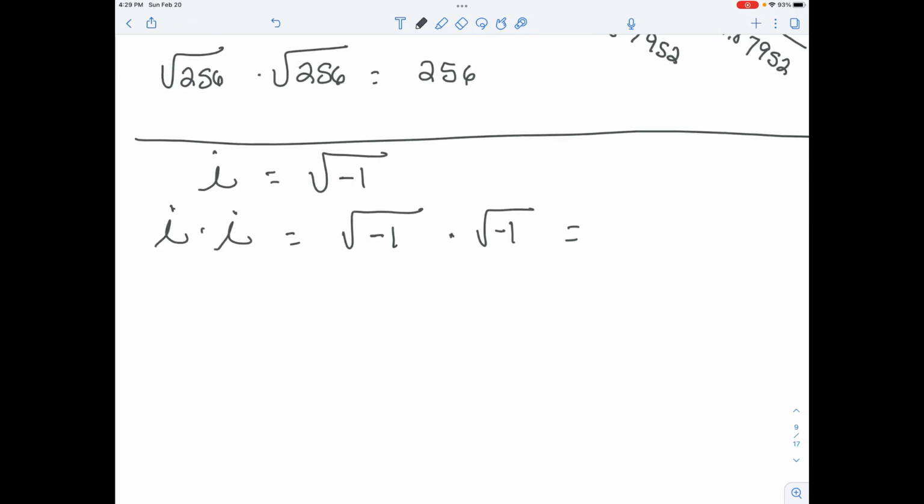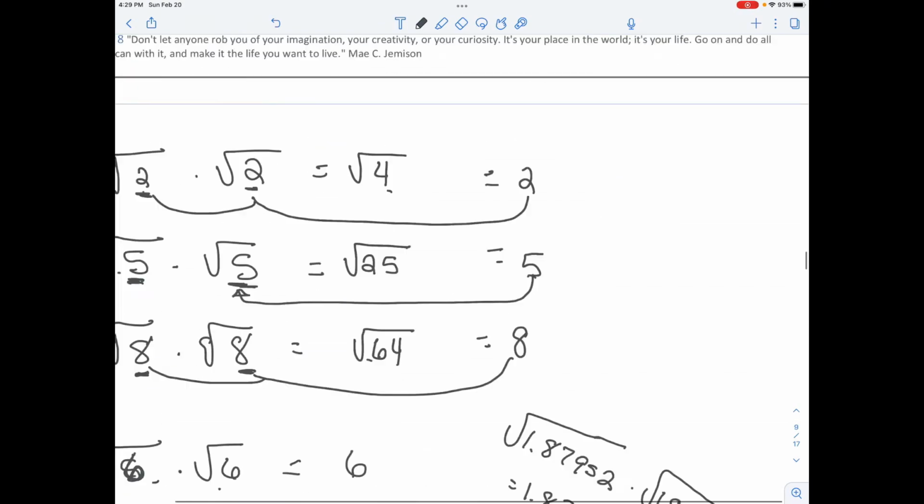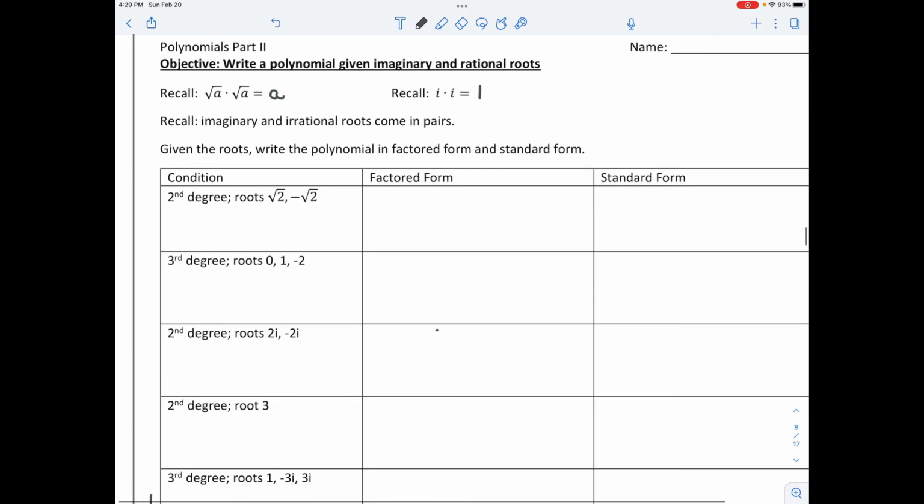Also, let's go back to something we talked about before. By definition, i is the square root of -1. So if I multiply i times i, it's the same as multiplying the square root of -1 times the square root of -1. And what we just figured out is that should also be -1. So i squared is equal to -1. That is something you need to recall. i squared is equal to -1. Okay, so that's a little bit of background of what we need for today.